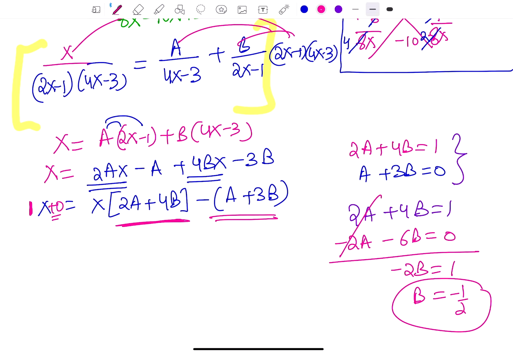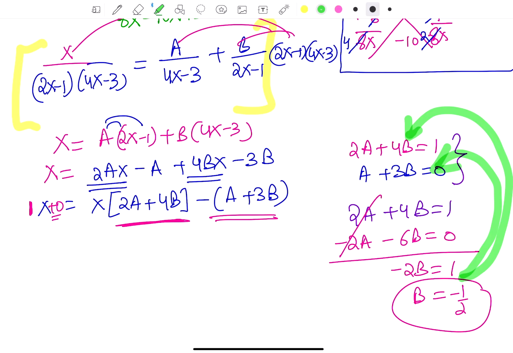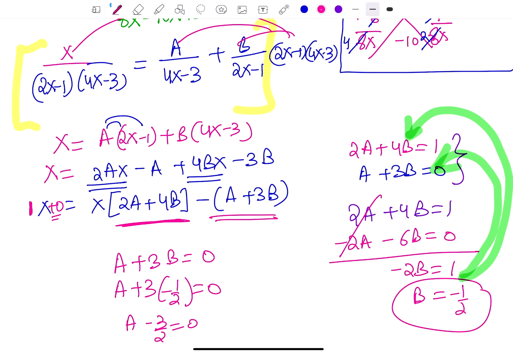Now we can plug this B back into either one of these equations, and we would be able to find A. So I'm going to plug it into the second one because it seems a little bit easier. A plus 3 times negative 1/2 equals 0. A minus 3/2 is 0. This gives me A equals 3/2. So we just found A and B.